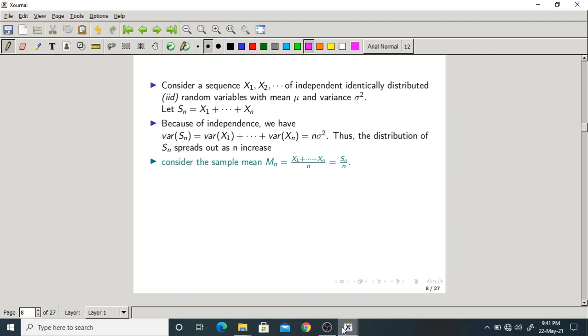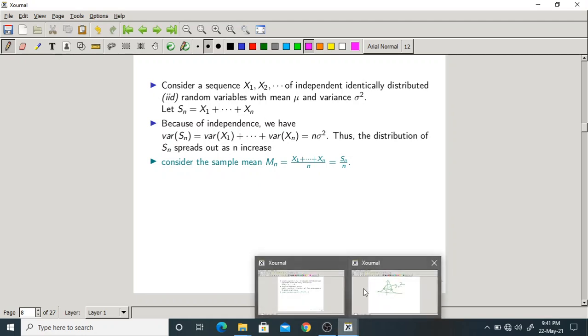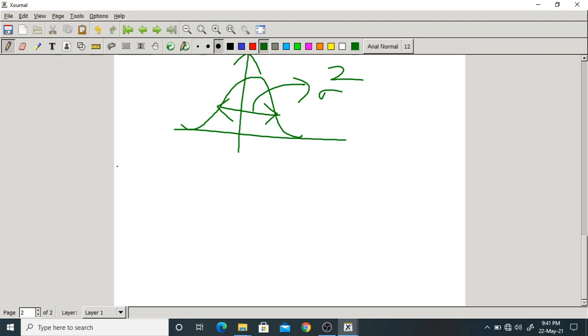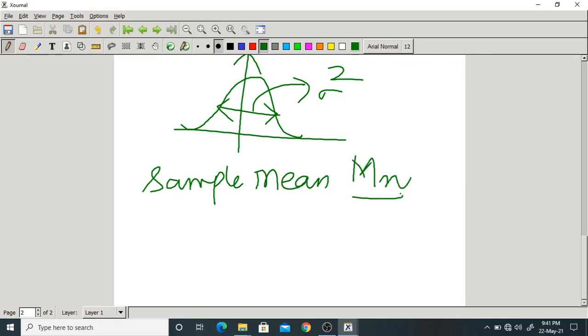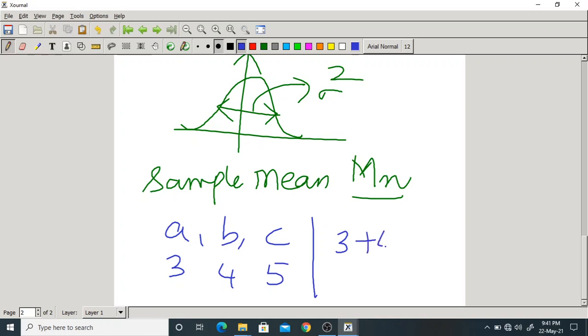Now we'll calculate one more quantity, that is called the sample mean, denoted with Mn. Sample mean is nothing but just like an average. Suppose in a class there are 3 students, A, B, C. They got marks, let us take 3, 4, 5. What is the average marks of all 3 students? You take the sum of individual marks of the students divided by the number of students. So we do the same thing in the case of sample mean. That is just like finding the average.